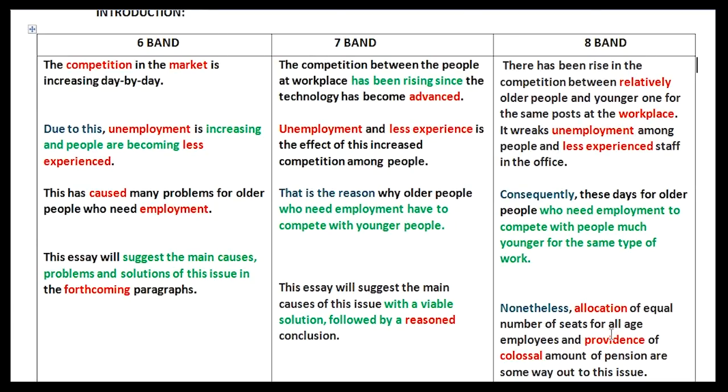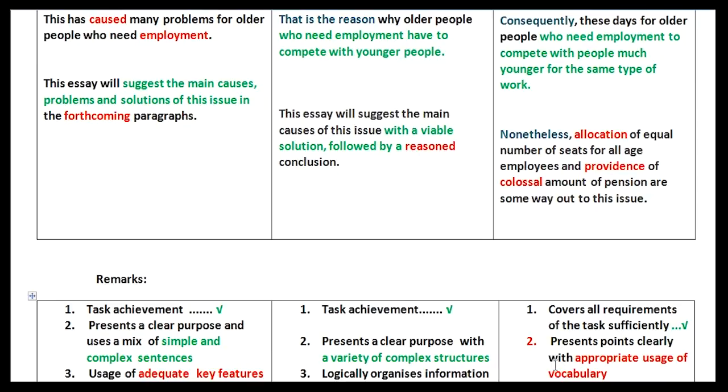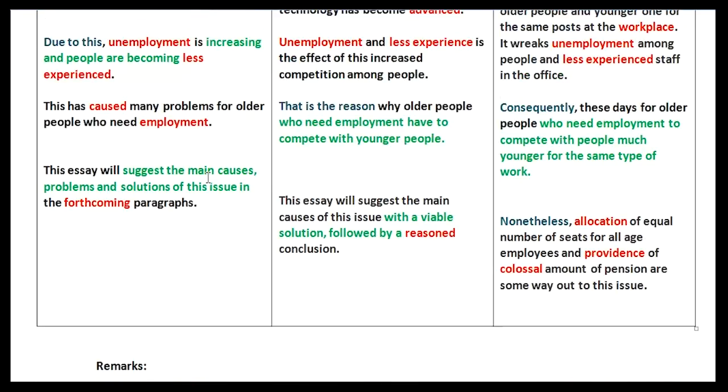See, the red color words are giving me adequate key features as well as the vocabulary that I have used here. And these words are unemployment, less experienced, caused, and same for 6, 7 and 8 band essay. Then I will reach my last line for first paragraph, that is for 6 band essay. This essay will suggest the main causes, problems, and solutions of this issue in the forthcoming paragraphs.